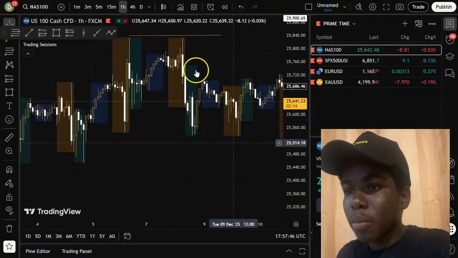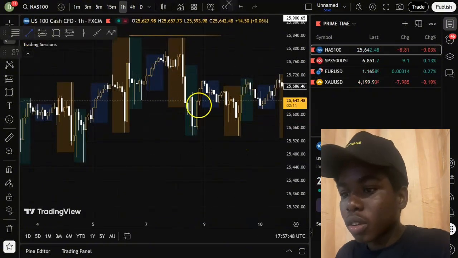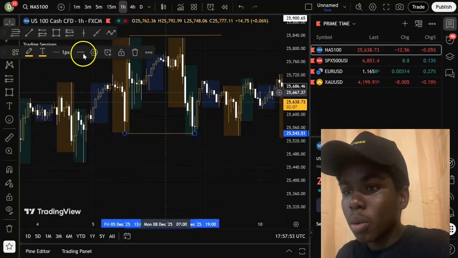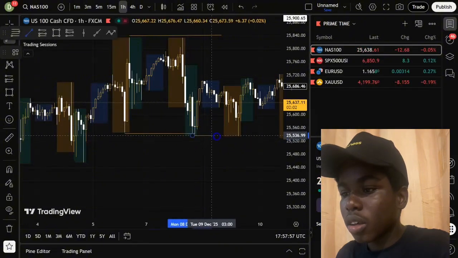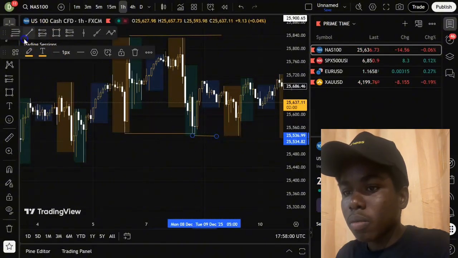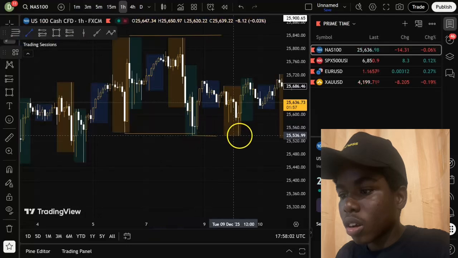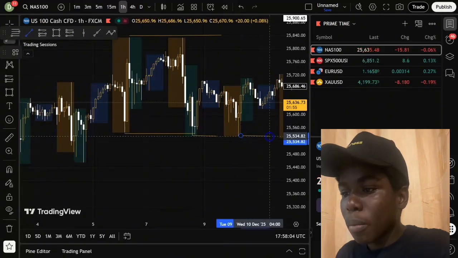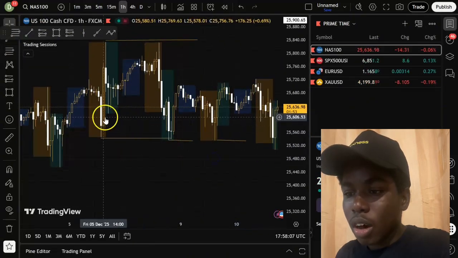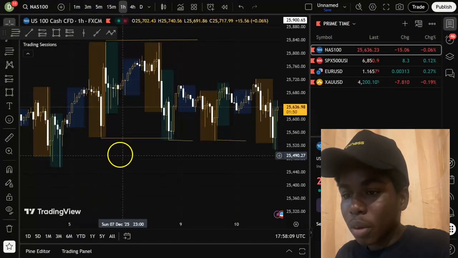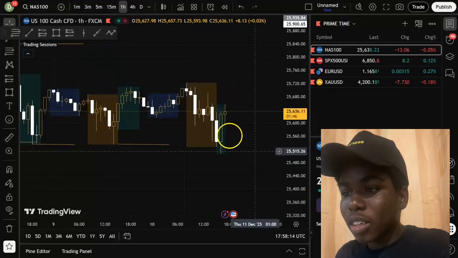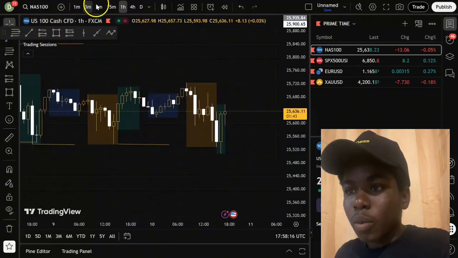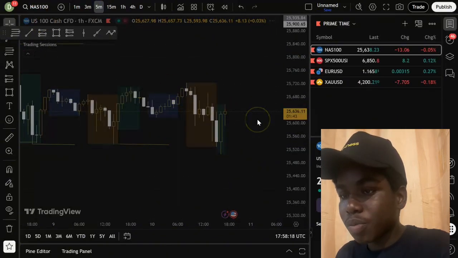So today, as I said, I was very bullish on Nasdaq. So this Monday low, another low here, and another low here. So these were my liquidity points because there's quite a ton of liquidity stacked under here. So as we approach the session, I waited for New York session.